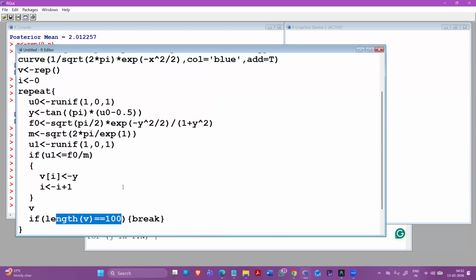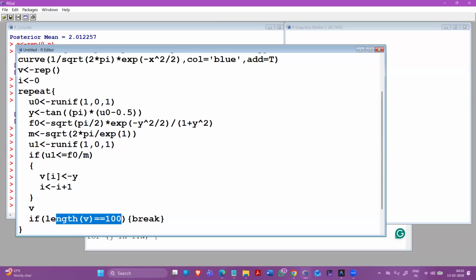All right, why are we using repeat and break here? Why are we not using the for loop here? And why are we not using the while loop? Why are we using the repeat and break command here?